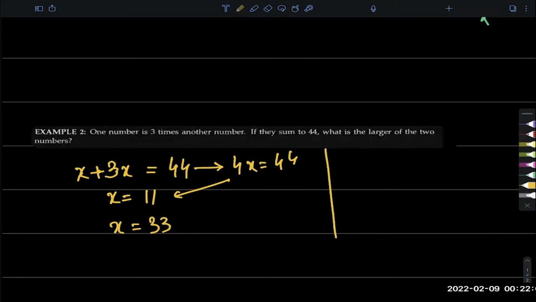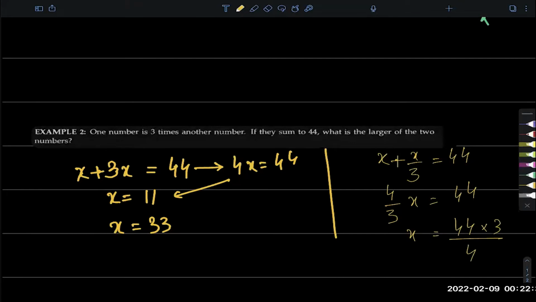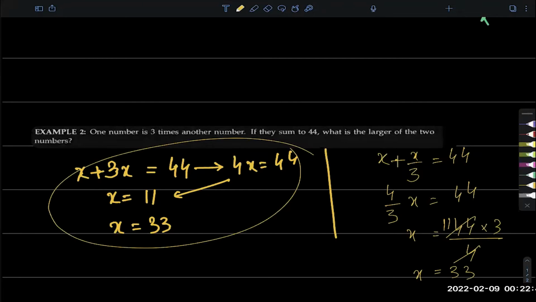Of course, we could do this, or we have another way, although that is not the preferred method. If I said the larger one is x, then the smaller one would be x over 3, and that equals 44. If I add them up, I get 4 by 3x, and that is 44. But the problem with this is that, to be honest, I don't really like fractions that much. This gives me 44 times 3 over 4, that is 33. But I personally would be inclined towards the first method more, because fractions can be yucky sometimes.